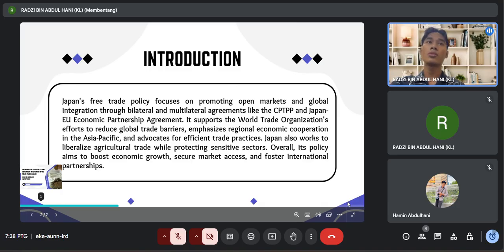Japan also works to liberalize agricultural trade while protecting sensitive sectors. Overall, its policy aims to boost economic growth, secure market access, and foster international partnership. Next slide.